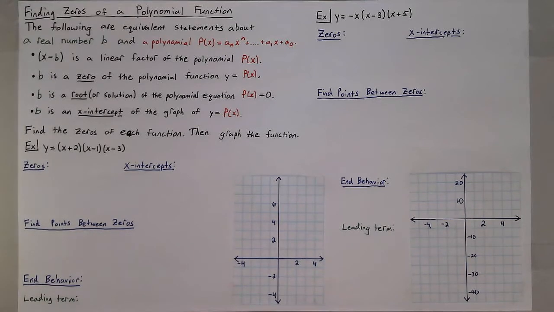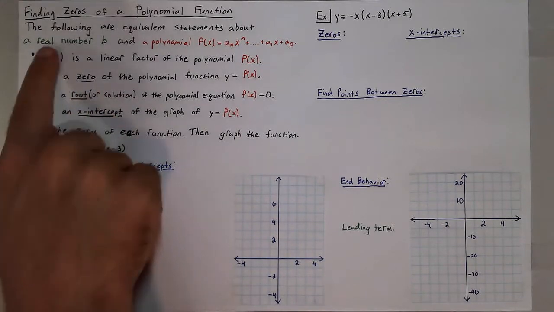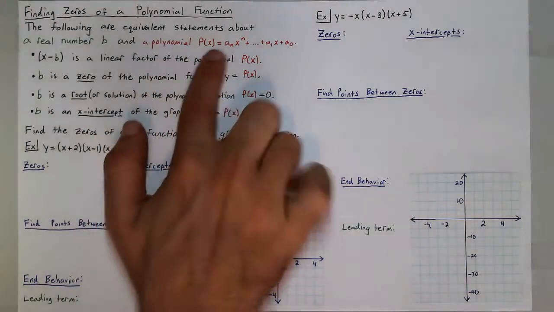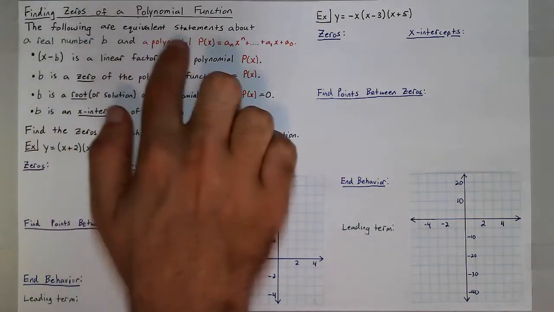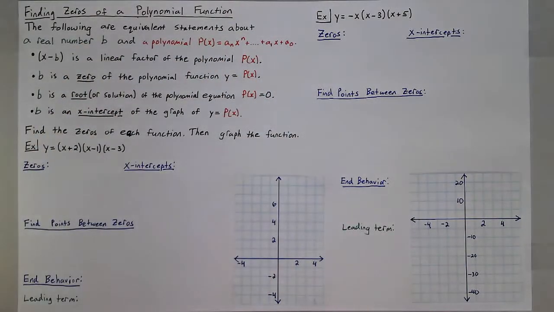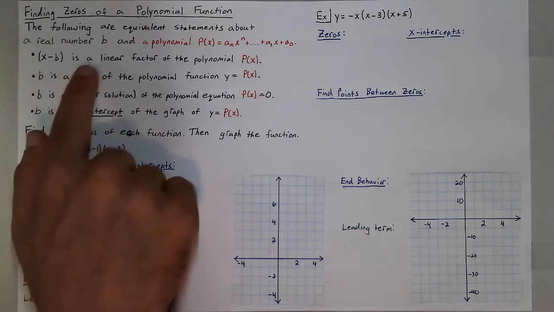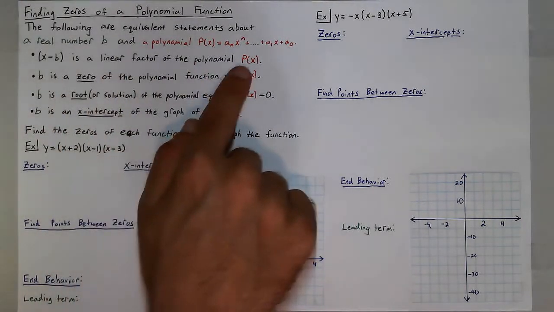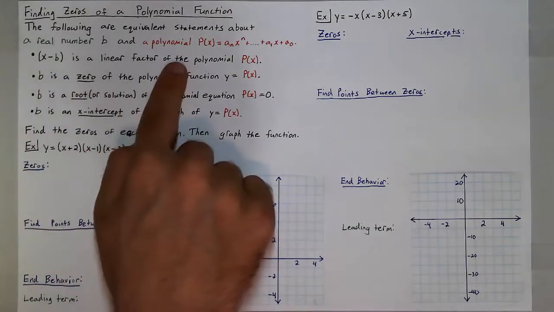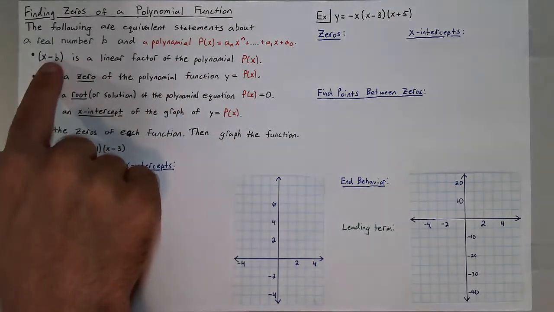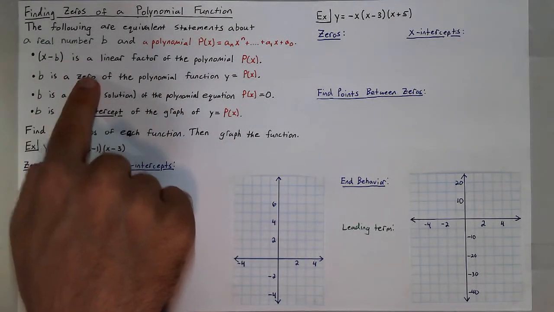In this video, we're going to learn how to find zeros of a polynomial function. Now first, I want to get into a nice definition: if there is a real number b and a polynomial p of x, the b will be in green, the polynomial will be in red, and x minus b is a linear factor of the polynomial, then we know that b value is also a zero of the polynomial function.